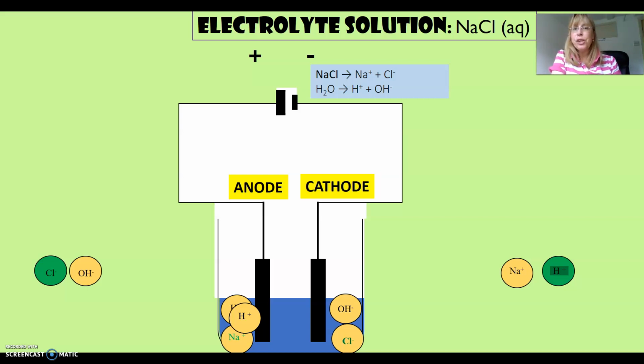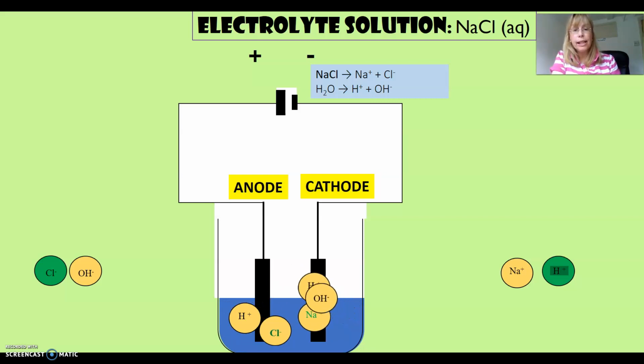Now we've got an interesting situation because you can see there are 2 positive ions and 2 negative ions. So using what we learned last time, we know that the negative ions are going to be attracted to the positive electrode and the positive ions are going to be attracted to the negative electrode. And this time we've also got the hydrogen and the hydroxide ions. And remember, in our electrolyte, we're going to have millions of these ions.